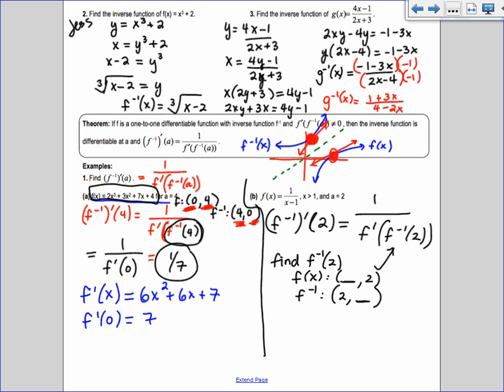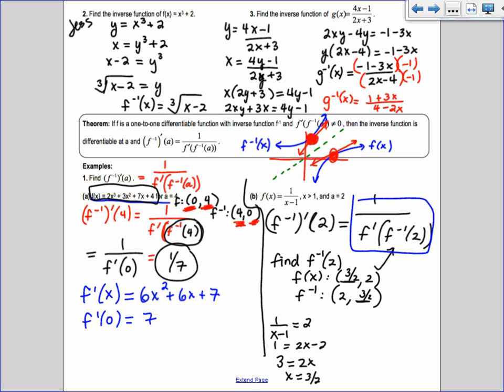If you needed to do that off to the side, you could. You could say 1 over x minus 1 equals 2. You could multiply it over and so on. So 2x minus 2 equals 1, so 3 equals 2x, and x is 3 over 2. You can do that.